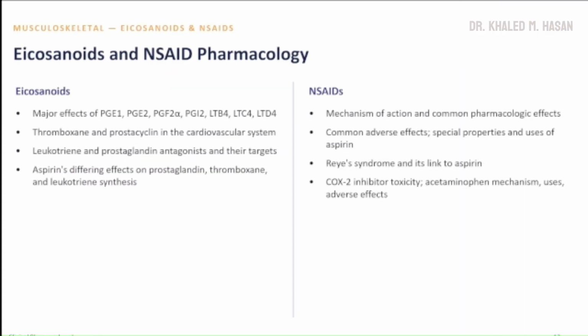NSAID, eicosanoids. We are going to speak about prostaglandin, different types of prostaglandin, leukotriene also will be covered. This will also lead us to discuss prostaglandin, thromboxane A2. Speaking about non-steroidal anti-inflammatory drugs, as you can see here, we are going to speak about mechanism of action, pharmacological effect, adverse effect, Reye syndrome related to aspirin, and some other toxicity related to cyclooxygenase 2.